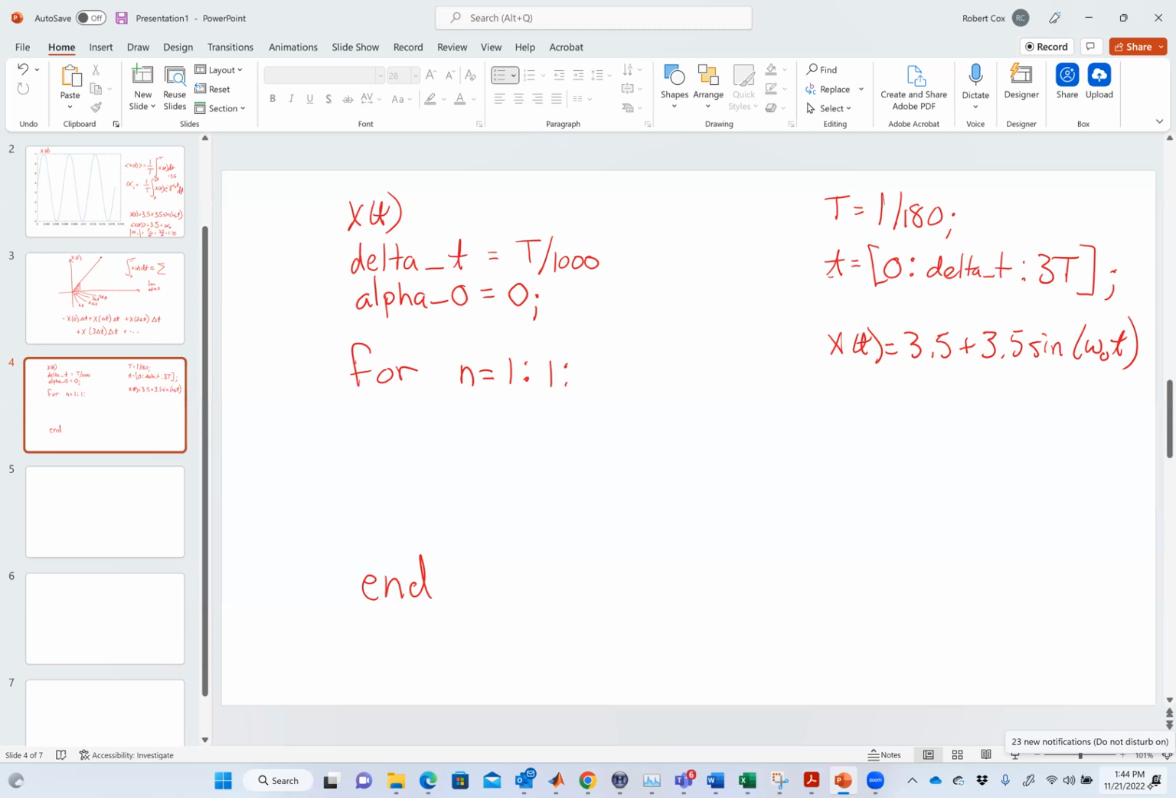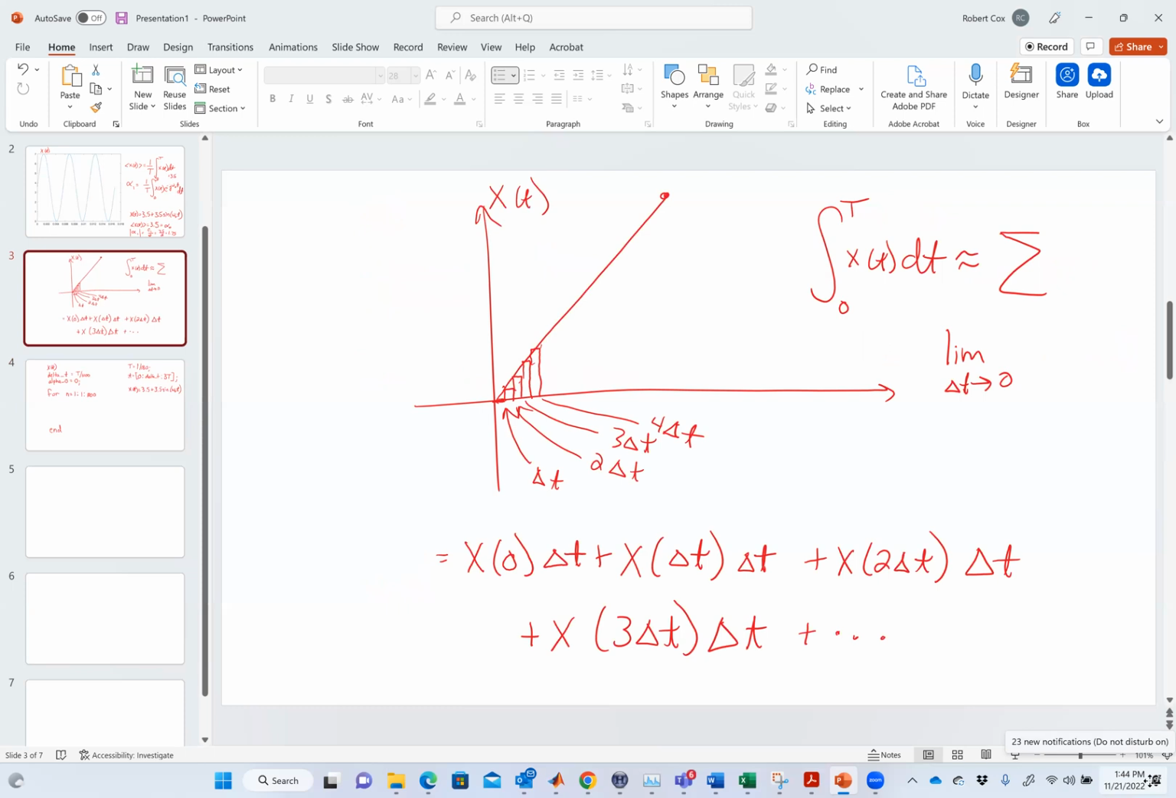Over to 1 period, yeah? So that would be 1,000 points. Okay, so 1 period. And how would I then set up the calculation for the integral? Right, so we said basically every time I go into the loop, I take out the value of x and multiply it by delta t, right? And what else do I do? I add it to whatever I've accumulated up until then, right?